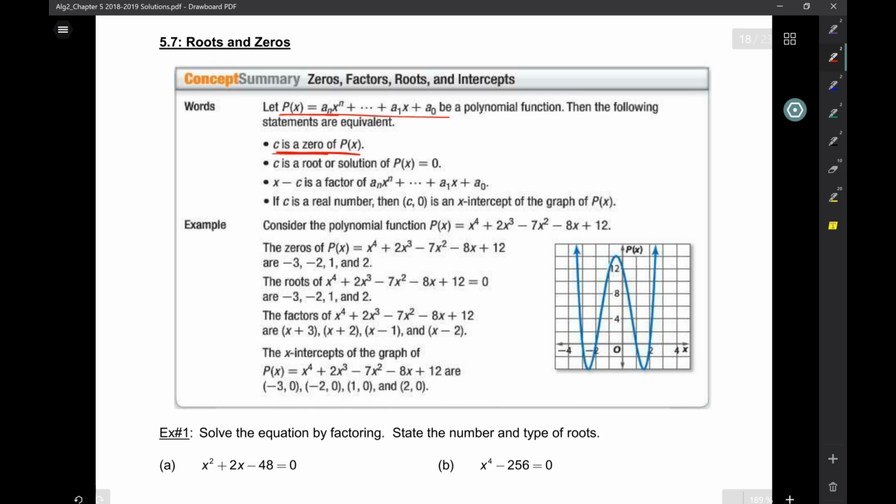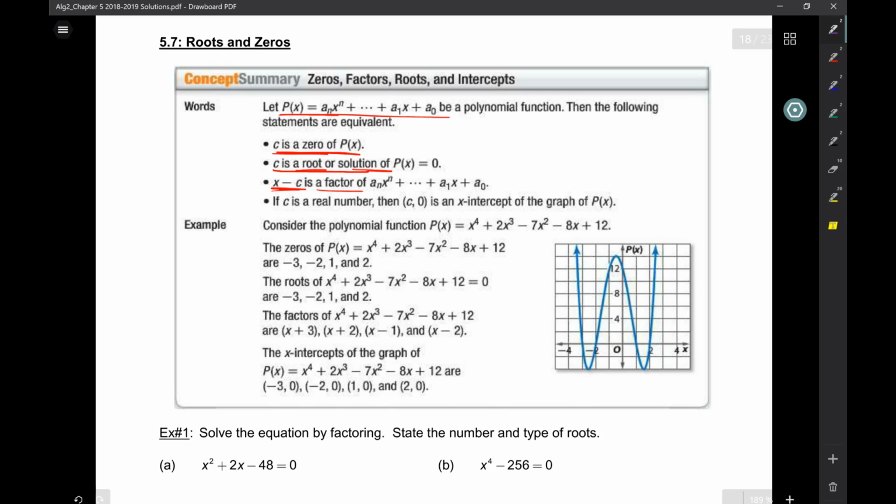We know what 0 means, right? That's where it crosses the x-axis. If you say that c is a 0 of p of x, that also means that c is a root or a solution of p of x. Now, here's the biggie. If a number is a 0, then x minus the number is a factor.